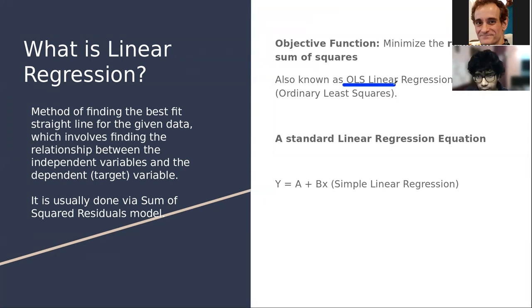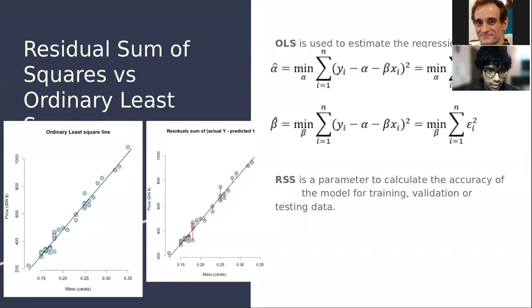Now, what is OLS? Two things which people very much confuse are residual sum of squares, RSS, and OLS. OLS is the method or methodology to find the linear regression model. RSS is used to evaluate and finalize the proximity. So that's the topic of the next slide. Ordinary least squares is used to obtain the curve. RSS is used to evaluate and calculate the accuracy of the training parameters.